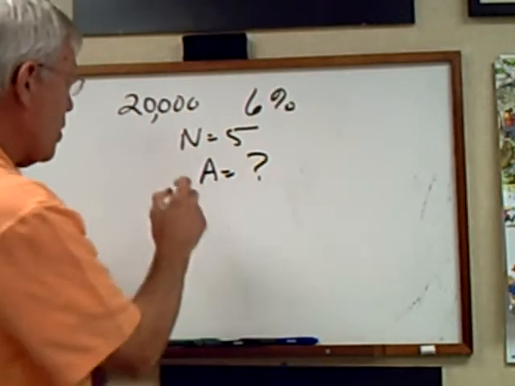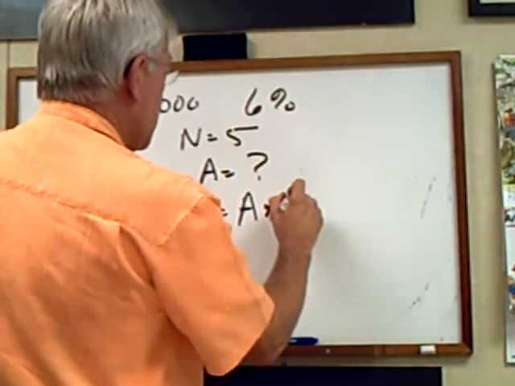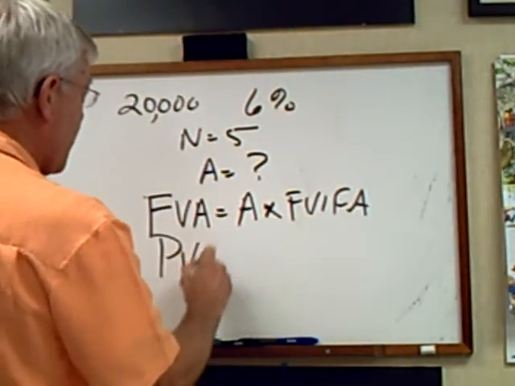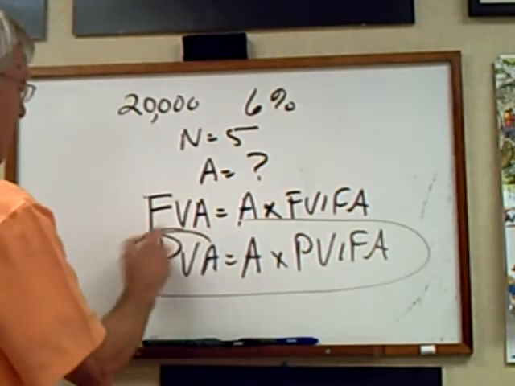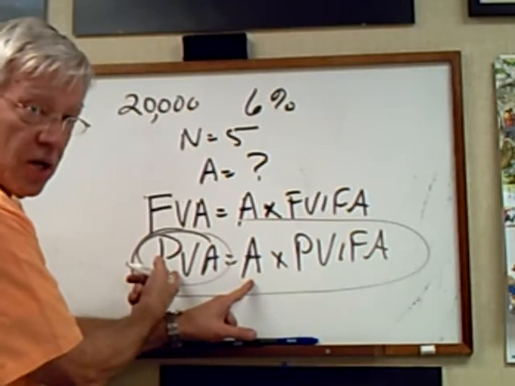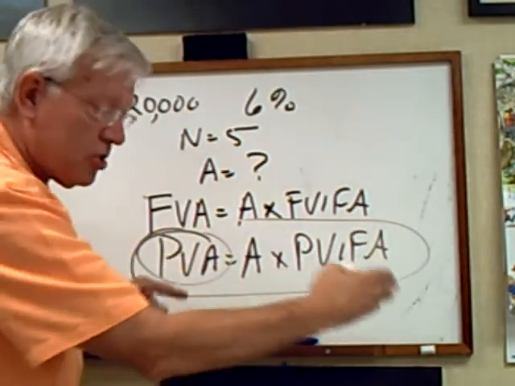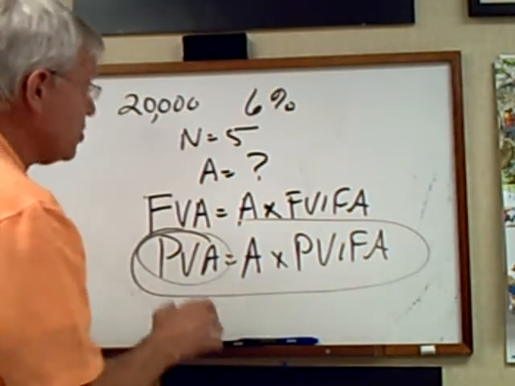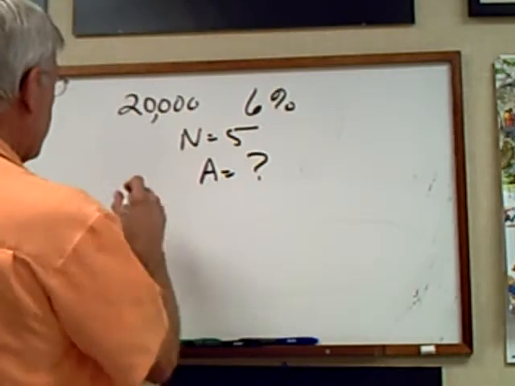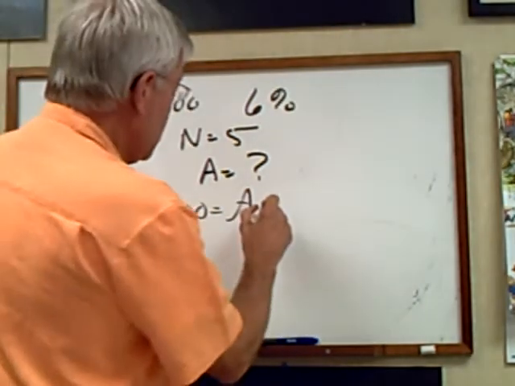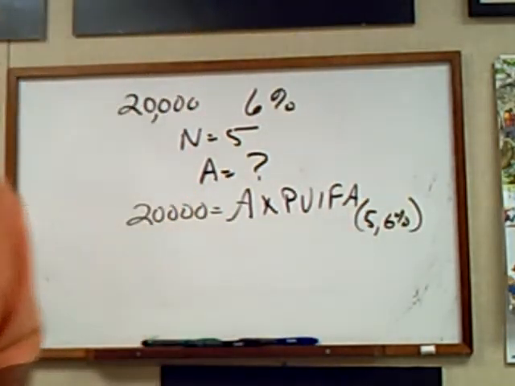I just don't know. But what we do know is that for either one of these equations, the future value of the annuity is equal to the payment times the future value interest factor of the annuity, or the present value of the annuity equals the payment times the present value interest factor of the annuity. Well, let's pick this one because we know that the present value of these payments is $20,000. The bank's giving you $20,000 today. That's the present value. Yet over the period of payments, you have to make the right number of payments to pay it off, and it's going to be a little bit more. So let's use this equation. My $20,000 is equal to the annuity times the present value interest factor for the annuity for 5 and 6%.